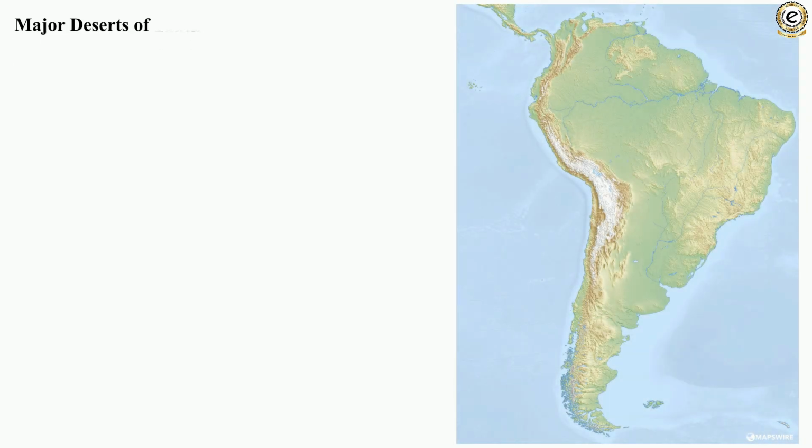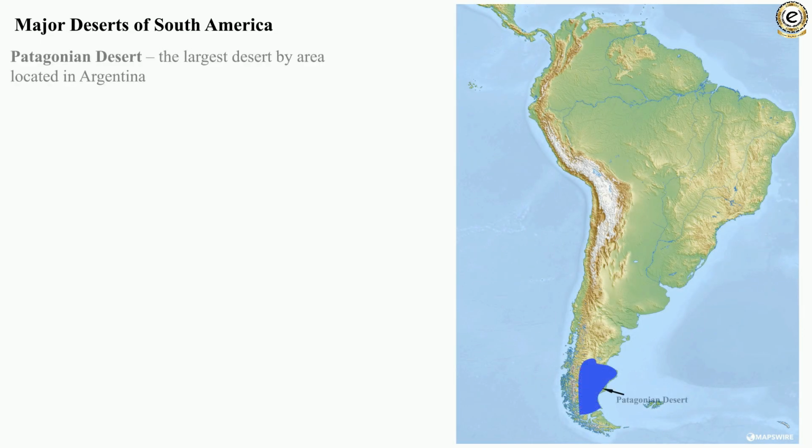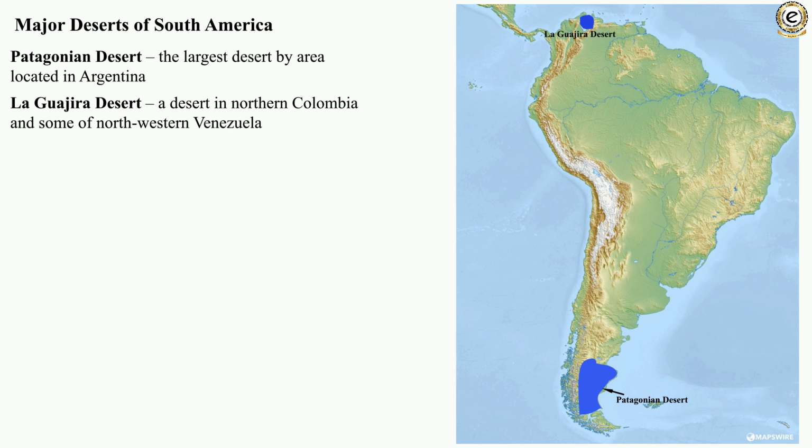Major deserts of South America. Patagonian Desert. It is the largest desert by area, located in Argentina. Next one is La Guajira Desert, a desert in northern Colombia and some of northwestern Venezuela. Now the next one is Atacama Desert. Atacama Desert lies in Chile, the driest place on earth.